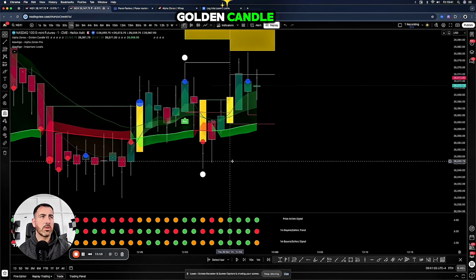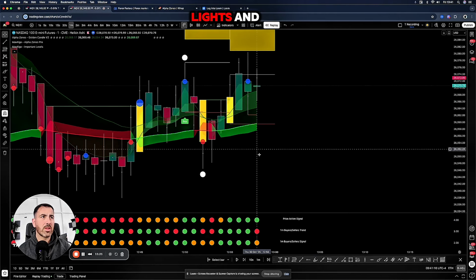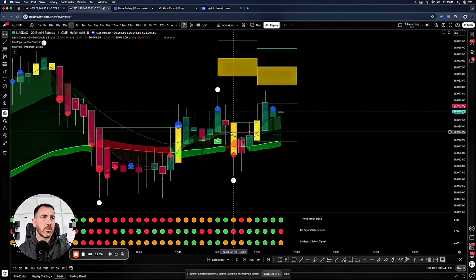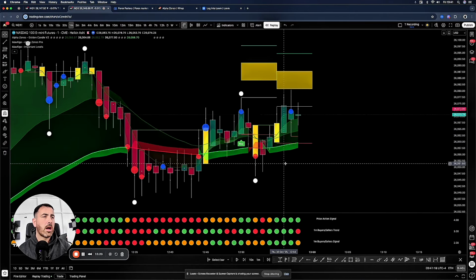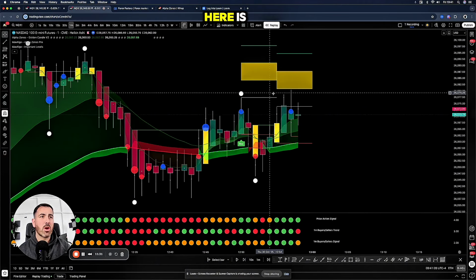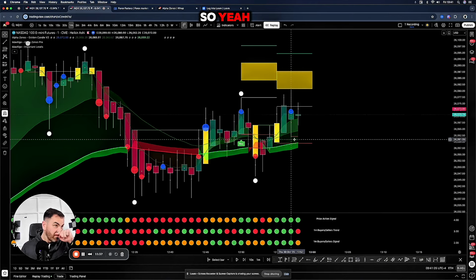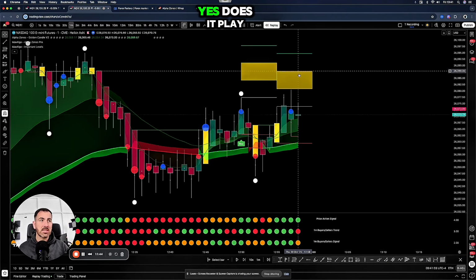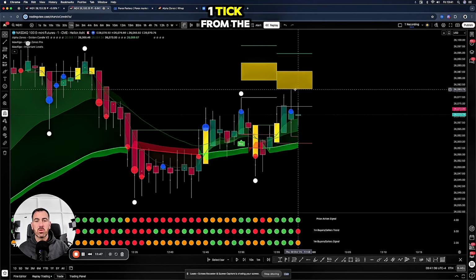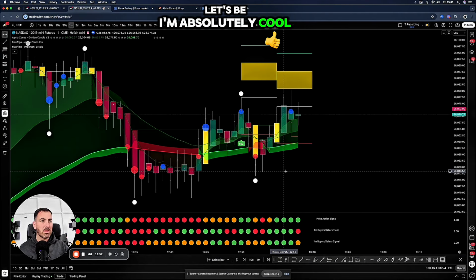We've got a bullish golden candle. We've got 3 green traffic lights. And there we go. The only thing we don't have here is any volume on this candle at all. So yeah, it would not be an A plus because I don't have the volume. However, could you still take this trade? Yes. Does it play out here? You'll see, unfortunately, it's 1 tick from the golden zone. So we'll call it a loss. They happen. I'm absolutely cool with that.